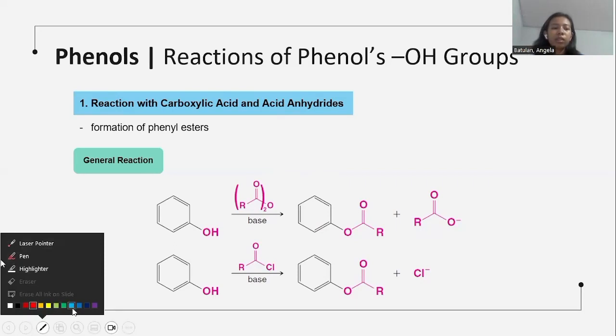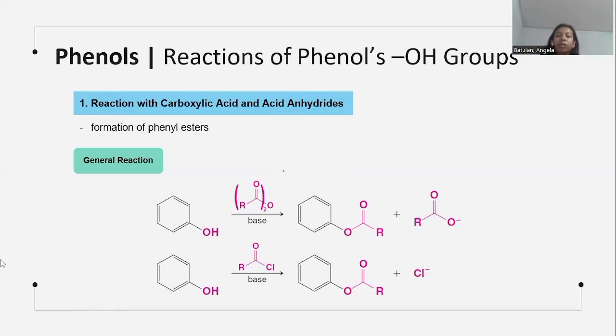So, nandito. Nangyayari is formation of phenyl ester. Itong si phenol natin will deprotonate siguro using the base. Magde-deprotonate siya. Magiging phenolate anion to, magiging negatively charged tong O natin. Tapos, di ba yung anhydride natin, ganyan. RO, O, tapos R.